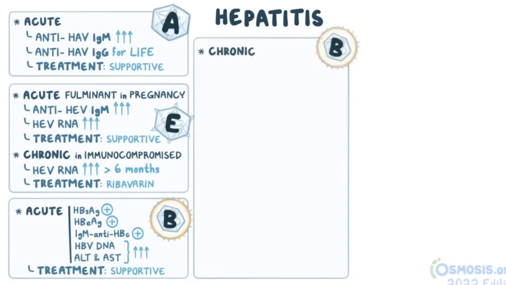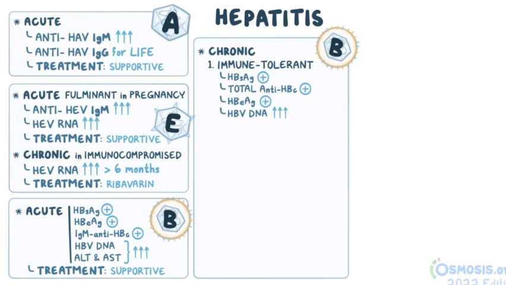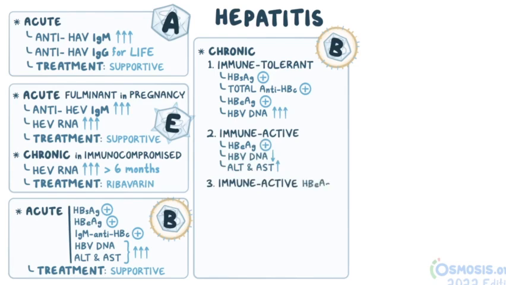Chronic hepatitis B in the immune-tolerant phase shows positive hepatitis B surface antigen, positive total anti-HBC, positive hepatitis B E antigen, and high levels of HBV DNA. In the immune-active phase, the hepatitis B E antigen remains positive, but HBV DNA levels are lower, while ALT and AST levels rise. Then there's the immune-active phase with negative hepatitis B E antigen, and the inactive chronic HBV phase, where HBV DNA is low and AST and ALT levels are normal.